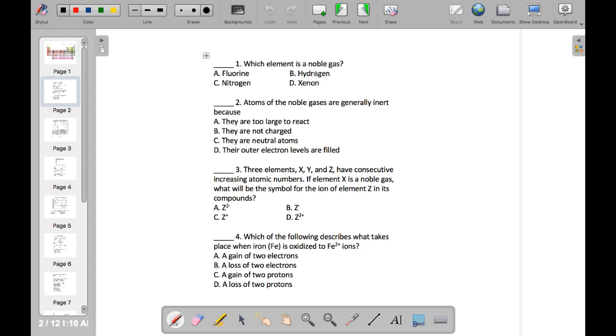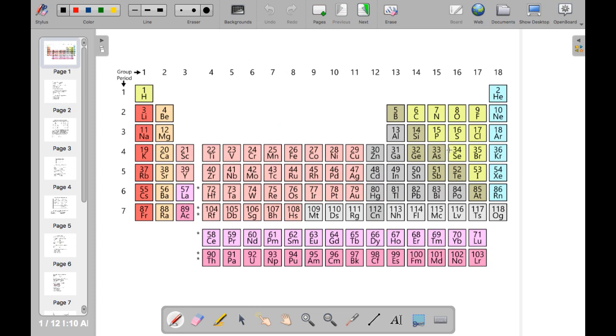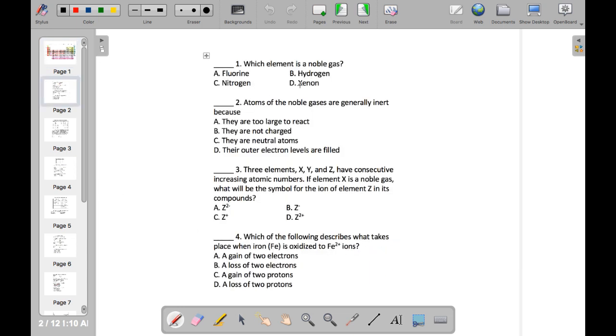Which element is a noble gas? Well, we can go look at the periodic table. We have the noble gases right here in group 8 or 18. Helium, neon, argon, krypton, xenon, radon. So that one is pretty much a give me.